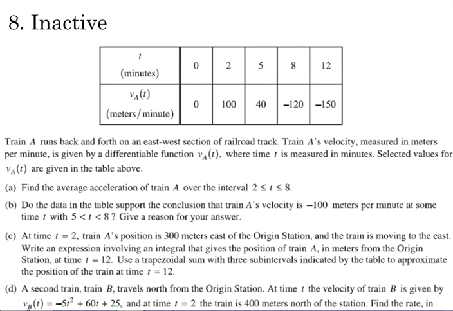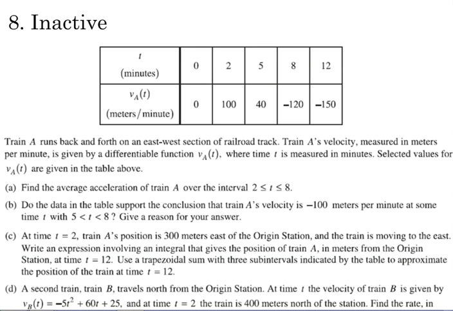Part B, do the data in the table support the conclusion that train A's velocity is negative 100 meters per minute at some time between 5 and 8? Yes. Okay. Sai said yes right off the bat. Why did you say yes so confidently? Right. Okay, intermediate value theorem. You're at 40 at time 5, you're negative 120 at time 8. You got to hit negative 100 to get from 40 to negative 120. This is an intermediate value theorem. Okay, what we're looking at is velocity, so first thought should be intermediate value theorem.